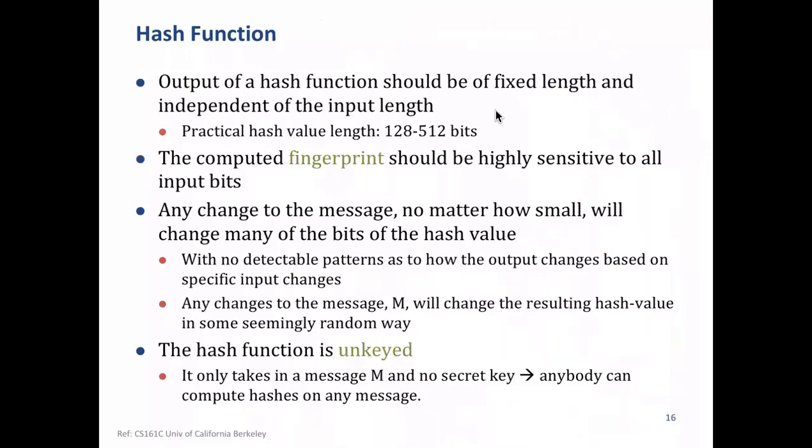So in practice, as we discussed, the output should be of fixed length. Usually it is 128 to 500 bits. The size of the file could be gigabytes, but the output is always a fixed size, which can be between 128 to 500 bits depending on the algorithm.